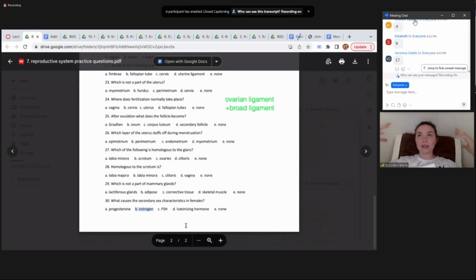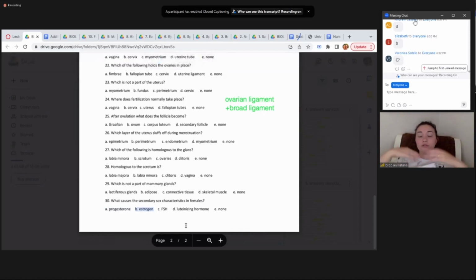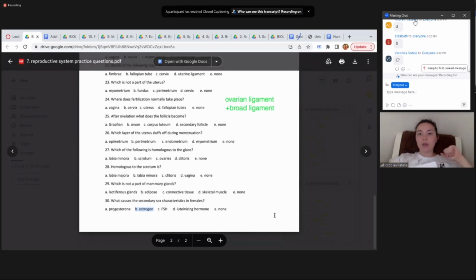Estrogen is what basically gives the development of the follicle, helps with preparing the female body to be female with all of the different secondary sex characteristics. Estrogen develops the follicle along with FSH, and then progesterone is going to be what sustains the uterine lining. LH is luteinizing hormone, or D, is released with ovulation. So the answer to this question is B.